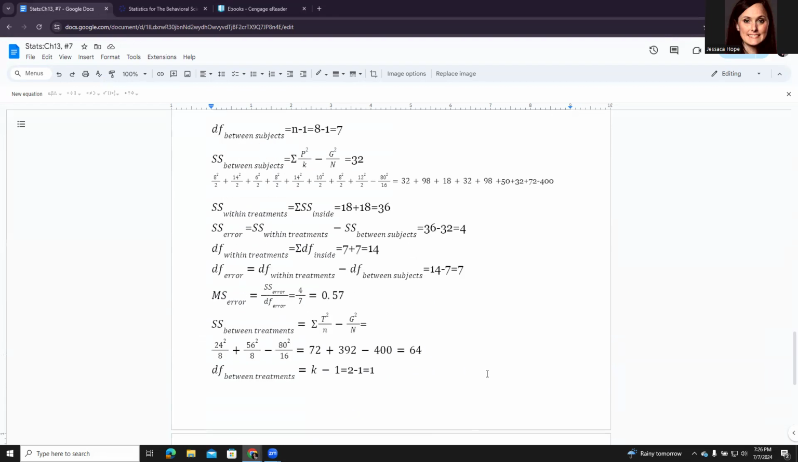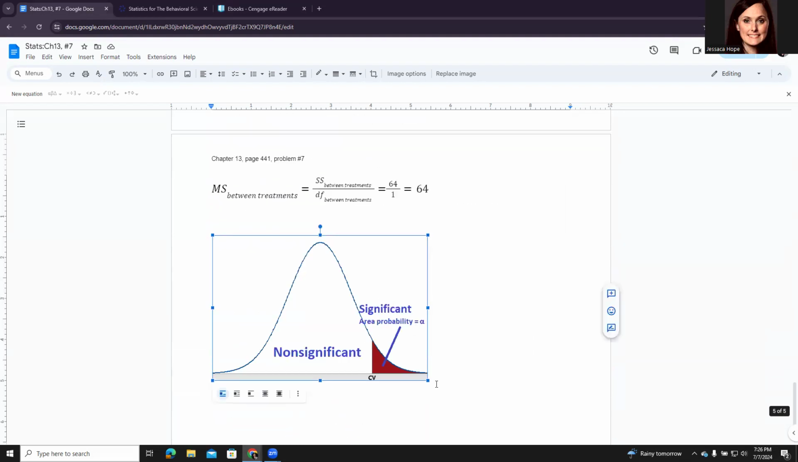So the answer to the question, are there significant mean differences between the two treatments? The answer is yes, because it is out here in this critical area. Anything over here allows you to reject the null hypothesis. The null hypothesis is that there is no difference. So you're rejecting it. So yes, there is a difference between the treatments.